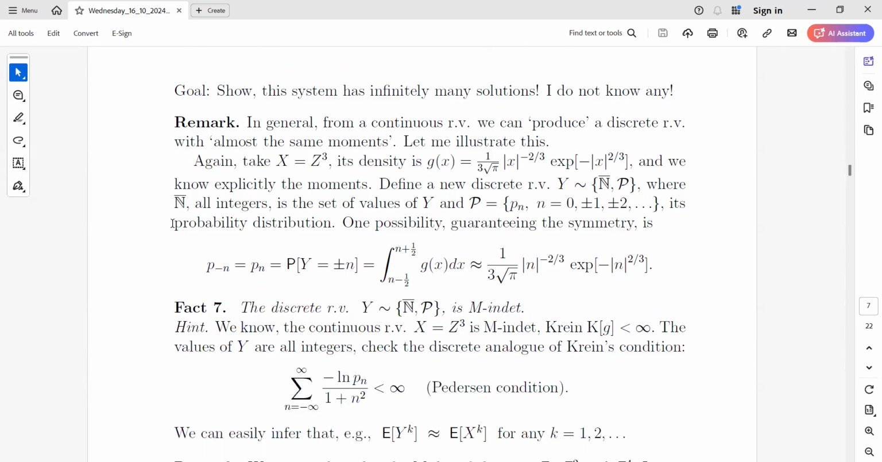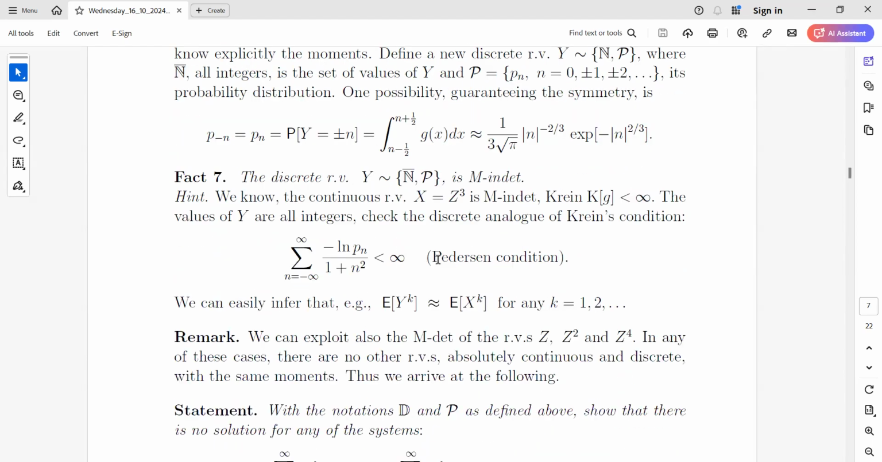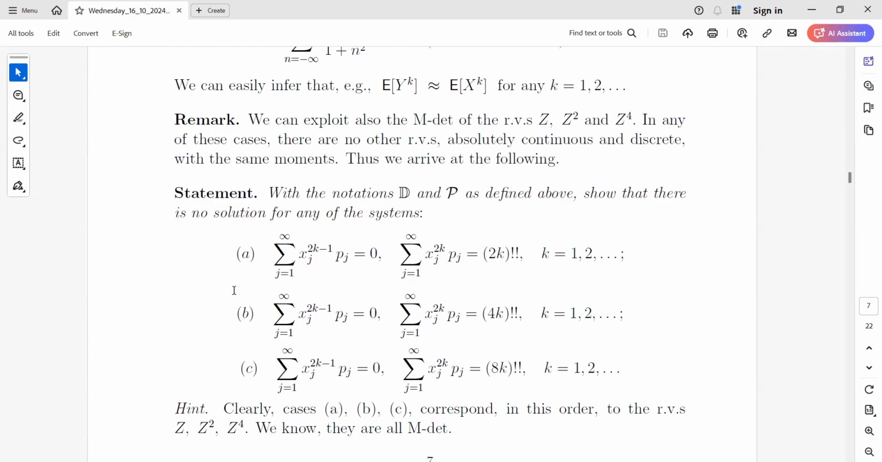And here is a small procedure, how from a continuous one, by using discretization, to produce a discrete random variable, such that we have to check the so-called Pedersen condition. Pedersen is one of the former students of Berg in Copenhagen. So this is an analog of the classical Carleman condition. Now we have this only approximately, a little bit below, a little bit after, but not exactly. And so we can also exploit the other random variables, z squared and z to the power 4, which are unique.